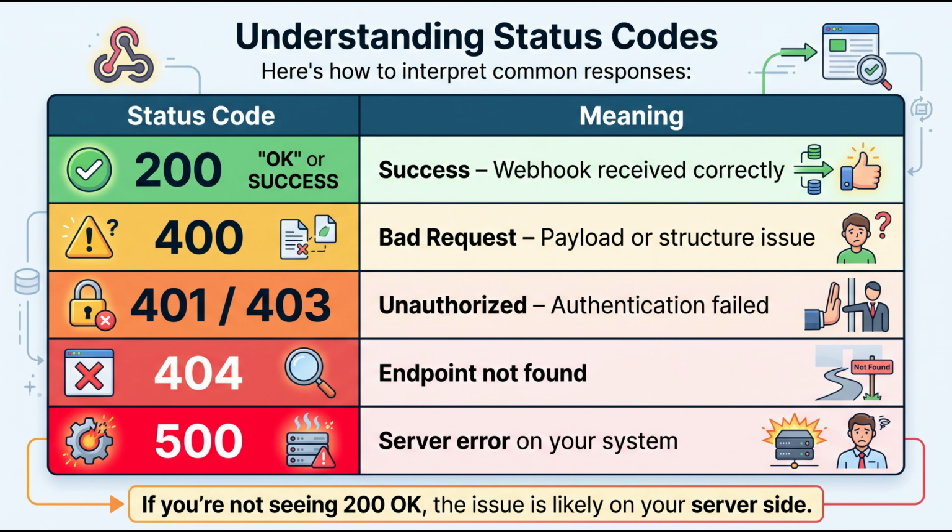Understanding status codes. A 200 status code means the webhook was received successfully. A 400 status code usually indicates a payload or formatting problem. 401 or 403 responses indicate authentication issues. A 404 response means the endpoint could not be found. And a 500 response typically means your server encountered an internal error. If you're not seeing a 200 response, the issue is usually on the receiving server.